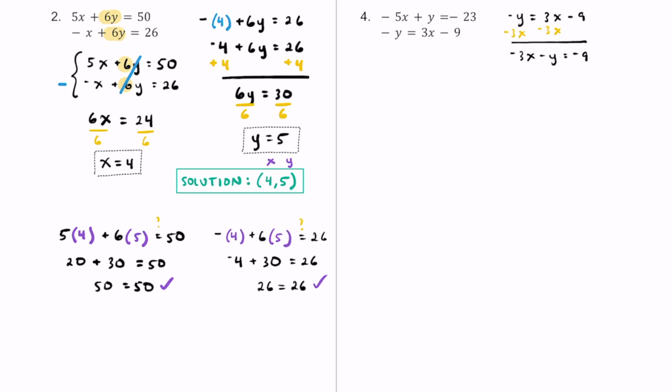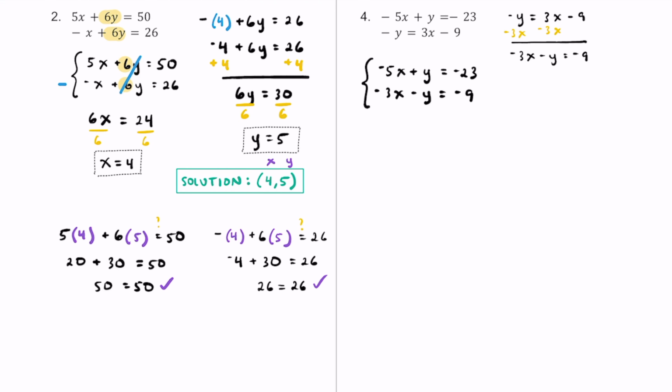Now, if you wanted to, you could definitely multiply everything by negative 1 just to rearrange this and have more positive coefficients, but it's really not that necessary. So let's go ahead and just copy down this first equation that's in standard form. That's negative 5x plus 1y is equal to negative 23. And let's take the second equation that we just rearranged here and write it right beneath it. So we'll have negative 3x minus 1y is equal to negative 9. Okay, so this would be our system, and everything's lined up here just because it's in standard form.